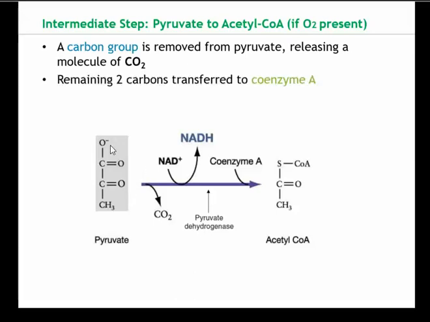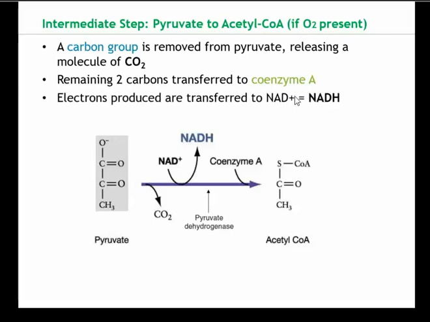And now we have 2 remaining carbons that are going to transfer over here. So we see our 2 carbons that are left, and then we add a coenzyme A. So there's our CoA right there. The electrons that were produced during this combustion transferred to the NAD, which will turn into NADH. We can pass the NADH to the electron transport chain, which we'll discuss later.